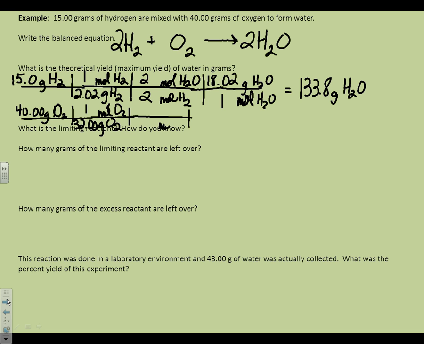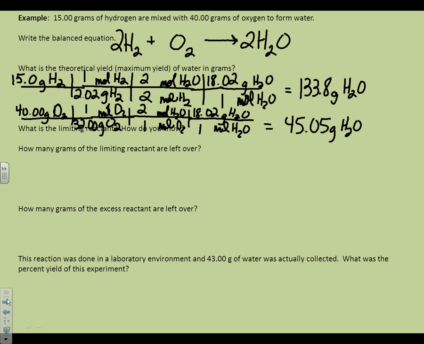Convert between oxygen and water with our mole ratio: 1 mole of oxygen for every 2 moles of water. Be careful where you put those numbers. This might actually affect how much water we have, because now this number is a little different. And the end part is always the same, 18.02 grams of H2O per 1 mole of H2O. We plug that into our calculator, and this time we only get 45.05 grams of water.